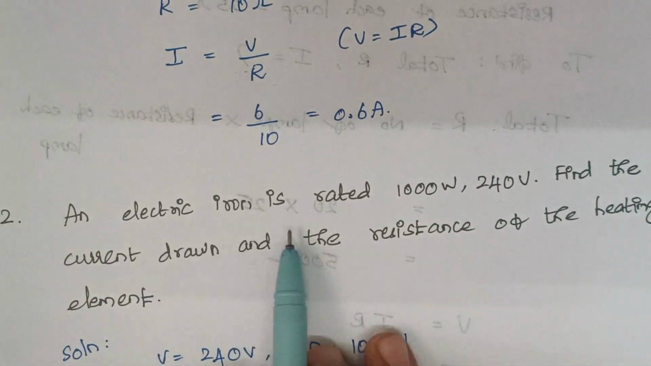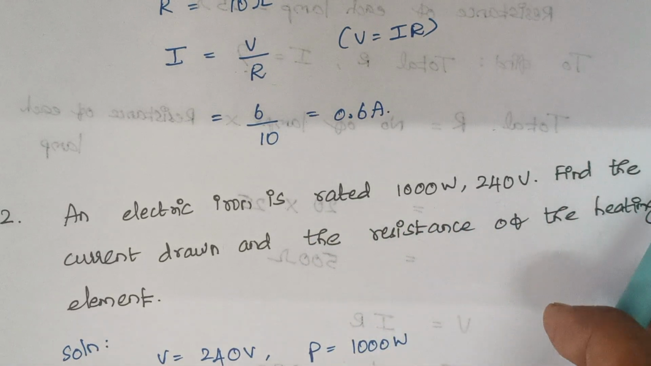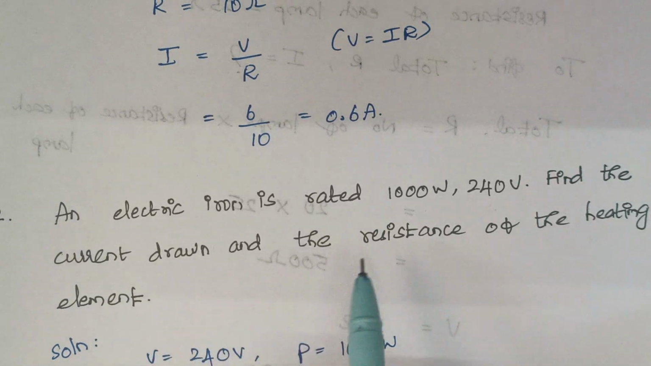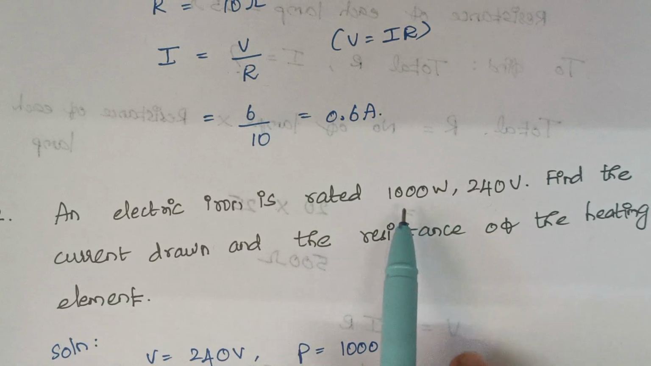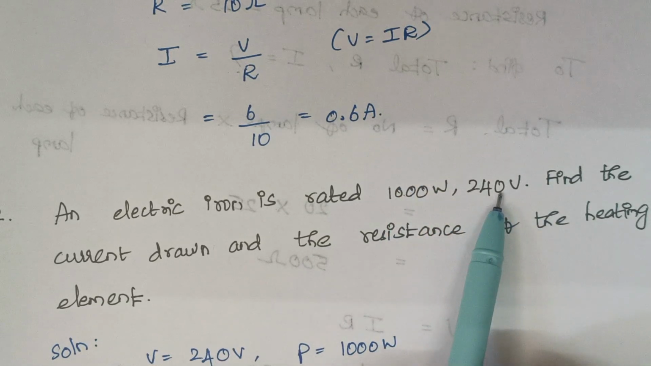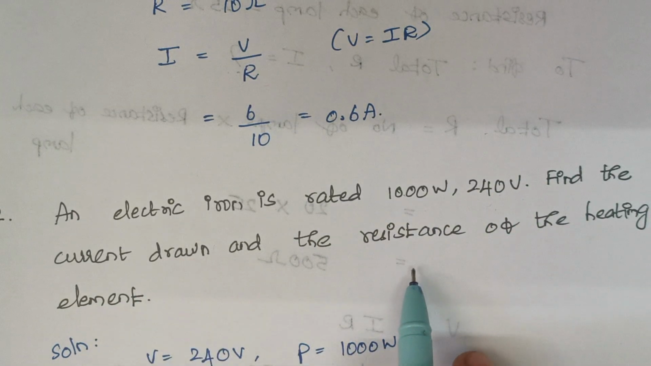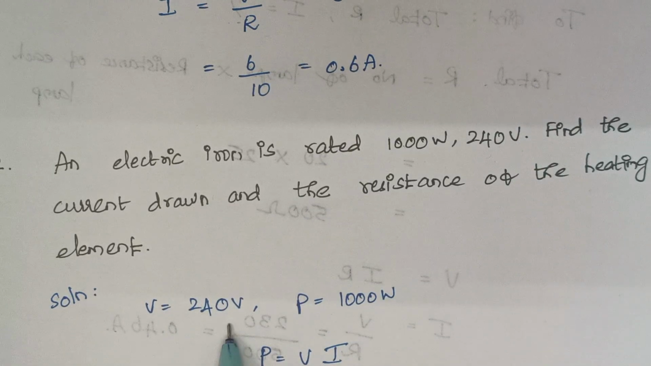An electric iron is rated 1000 watts, 240 volt. Find the current drawn and the resistance of the heating element. So here what is meant by 1000 watts? It is the power, right? So power is given, voltage is given, and we are asked to find the current and the resistance, right? So first write down the given things. Voltage is 240 volt and power is 1000 watts.